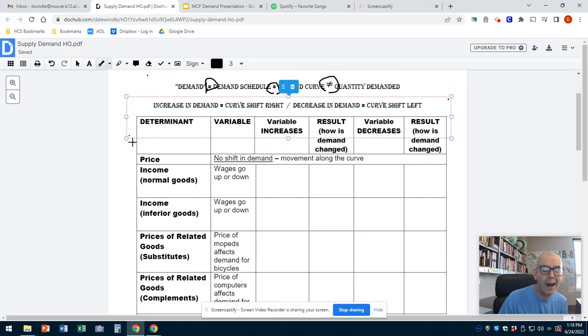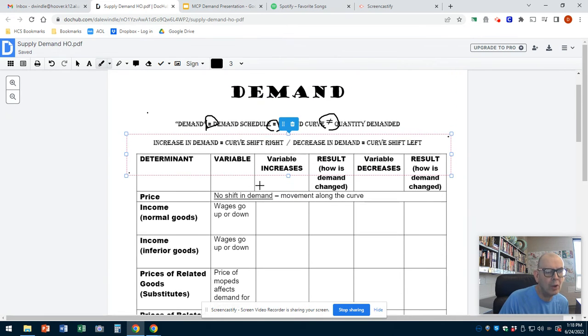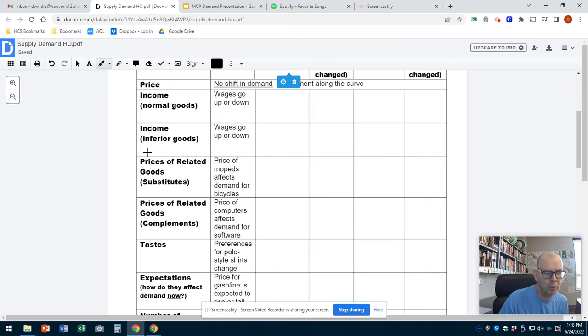There are 5 things that change demand, that will change the curve. And I want to go over those 5 things. They're called the determinants of demand. And one thing that will not change demand is price, right? If the price changes, we're just moving up and down the curve. The price for, let's say, gas will not change demand for gas. It will change the quantity demanded.